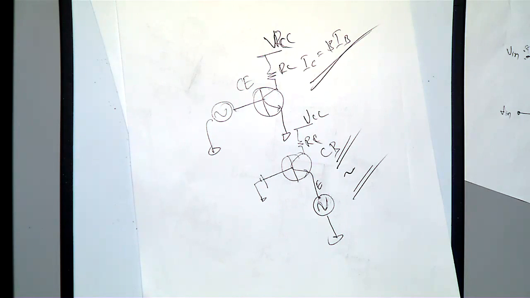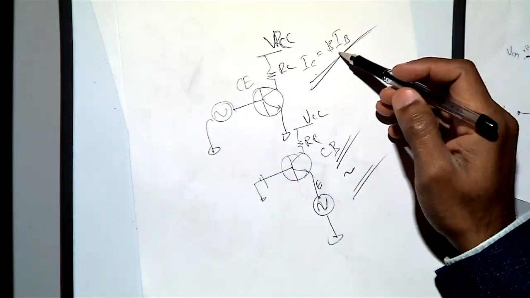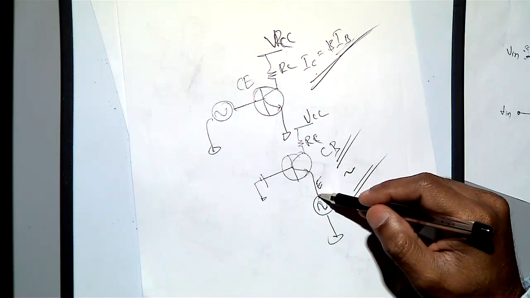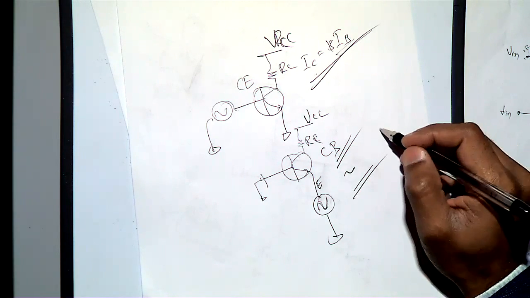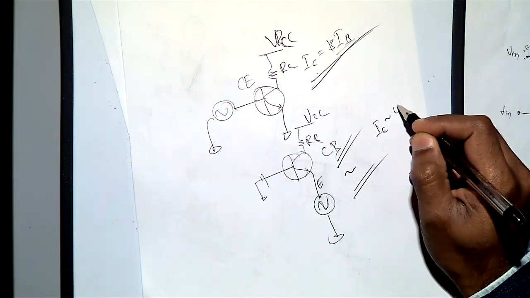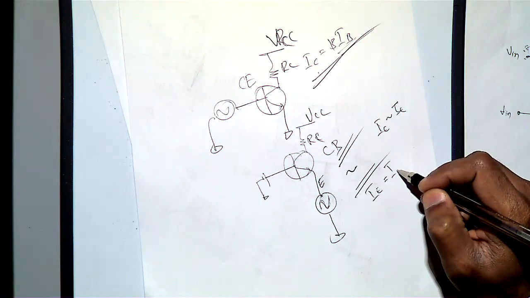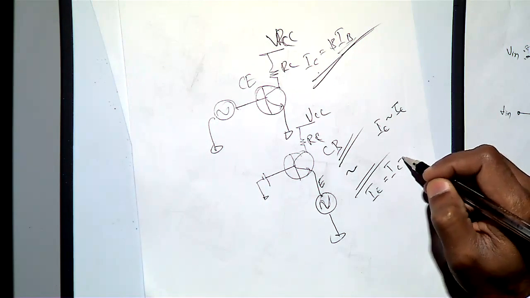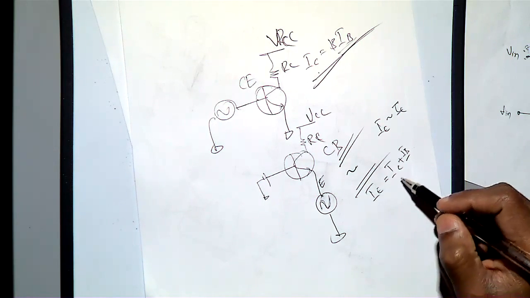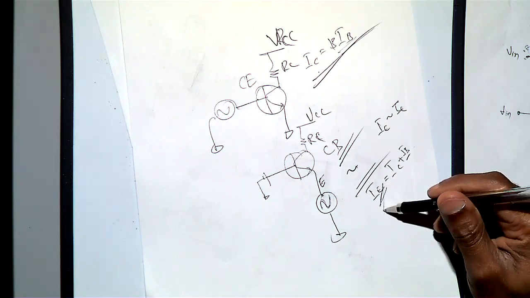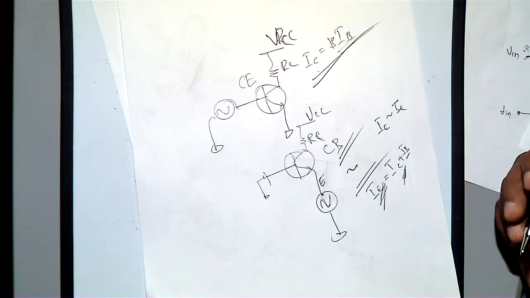One. So in the common base topology, the maximum current gain I can get is 1, because in the common emitter, IC equals beta times IB. But here you are connecting the signal to the emitter, so you are varying the emitter current. Your emitter current is approximately equal to the collector current actually. Actually your emitter current is equal to IC plus IB. So you don't actually get even 1. When you vary IE, you get only a small variation in IC. You know what I meant?